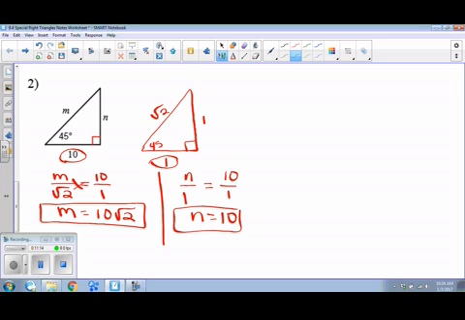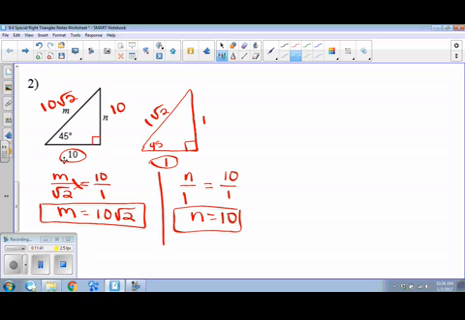Notice that it's 1, 1, square root of 2. That's the same thing as 1 times the square root of 2, right? Anything you can multiply times 1, right? Okay. So look at this. This was 10. What did n end up being? 10. What did m end up being? 10 square root of 2. 10, 10, 10 square root of 2.